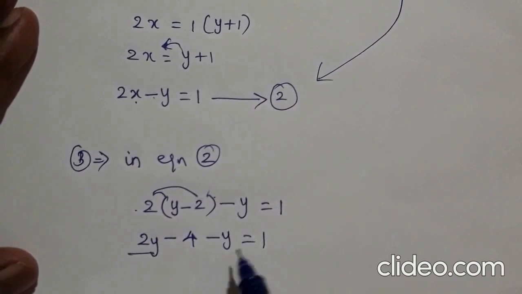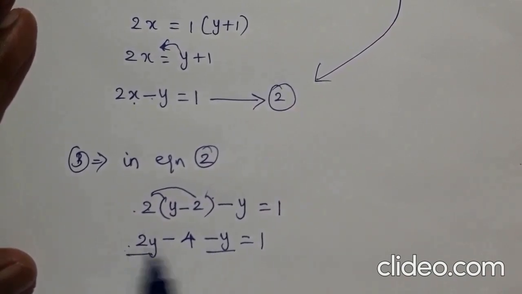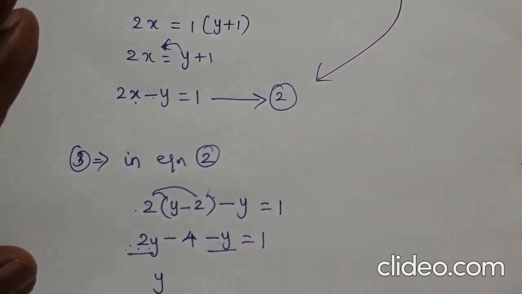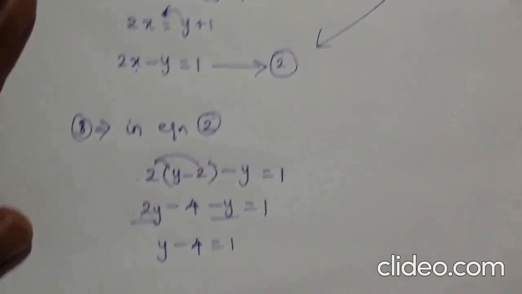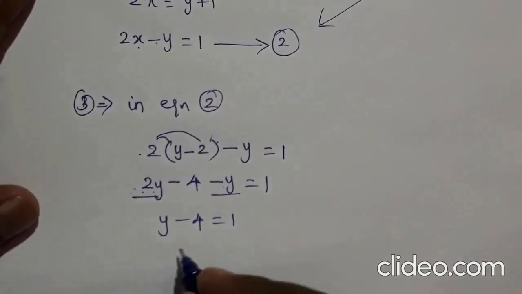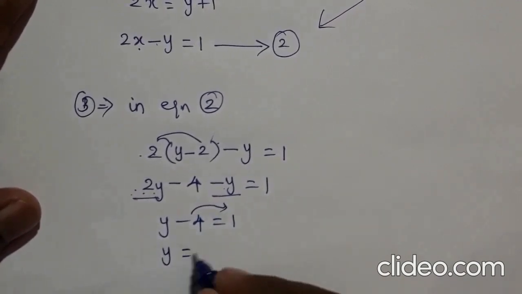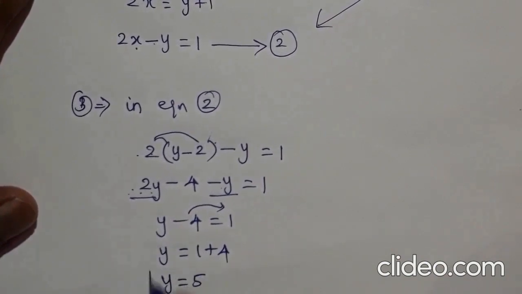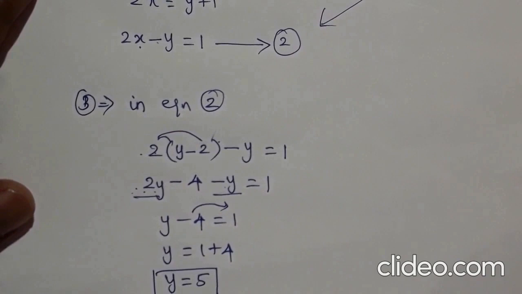Here like terms we can add or subtract. 2y minus 1y, you will get 1y. Minus 4 is equal to 1. Then we have to find the value of y. So this minus 4 taken to the right hand side, you will get 1 plus 4. So the y value is 5. So we got the value of y is equal to 5.